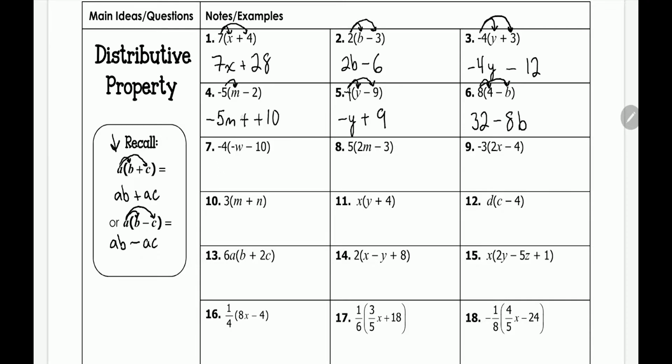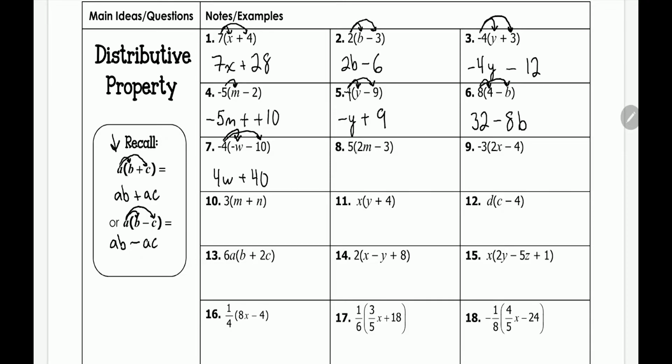Number 7, we have negative 4 multiplied by negative w minus 10. So what we're going to do is distribute the negative 4. So we have negative 4 multiplied by negative w, and then negative 4 multiplied by 10. Negative 4 multiplied by negative w, since they're both negatives, is going to be a positive. So we're going to have positive 4w minus negative 4 multiplied by 10 gives us negative 40. And to finish this off, since we're subtracting a negative, it's the same thing as adding. So our final answer is 4w plus 40.